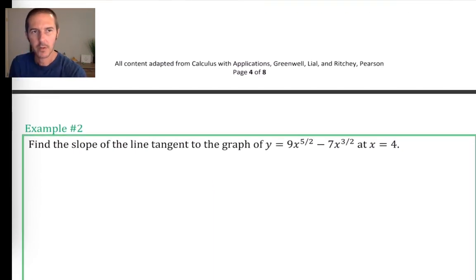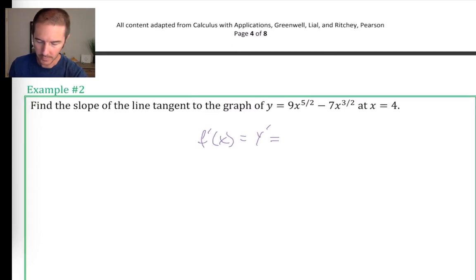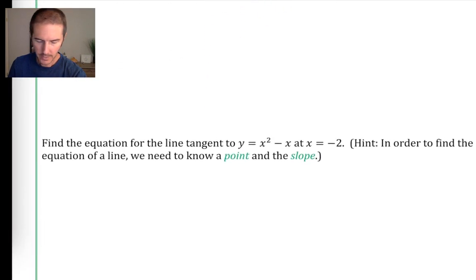Find the slope of the line tangent to the graph of this equation at x equals 4. All you have to do in this problem is find y prime, which is the same thing as f prime of x. And then the next thing you'll do, once you have your first derivative, is you'll take a 4 and you'll plug it into your derivative equation. All right. Yep, you can do that.